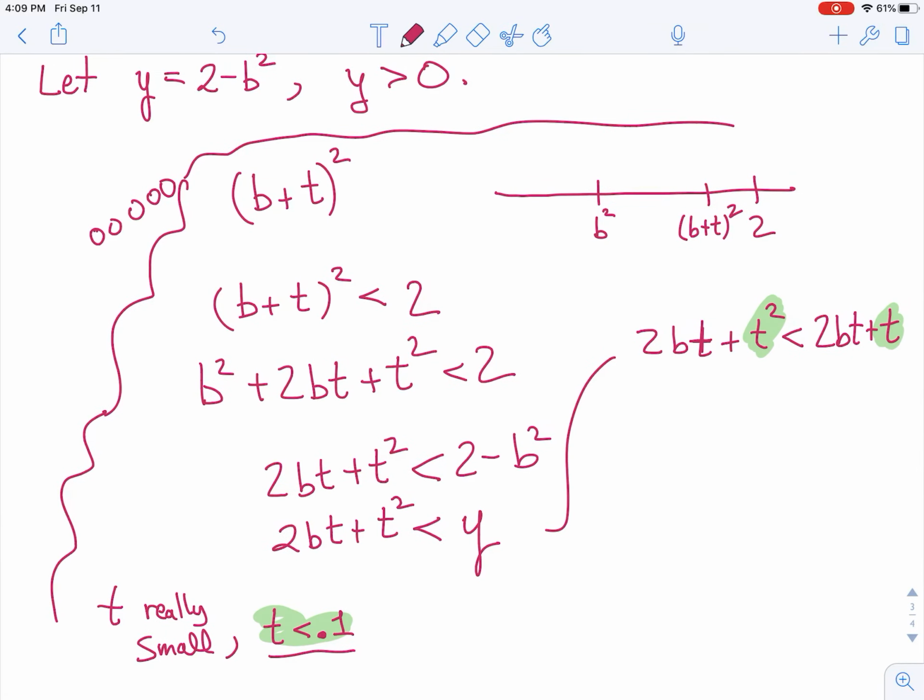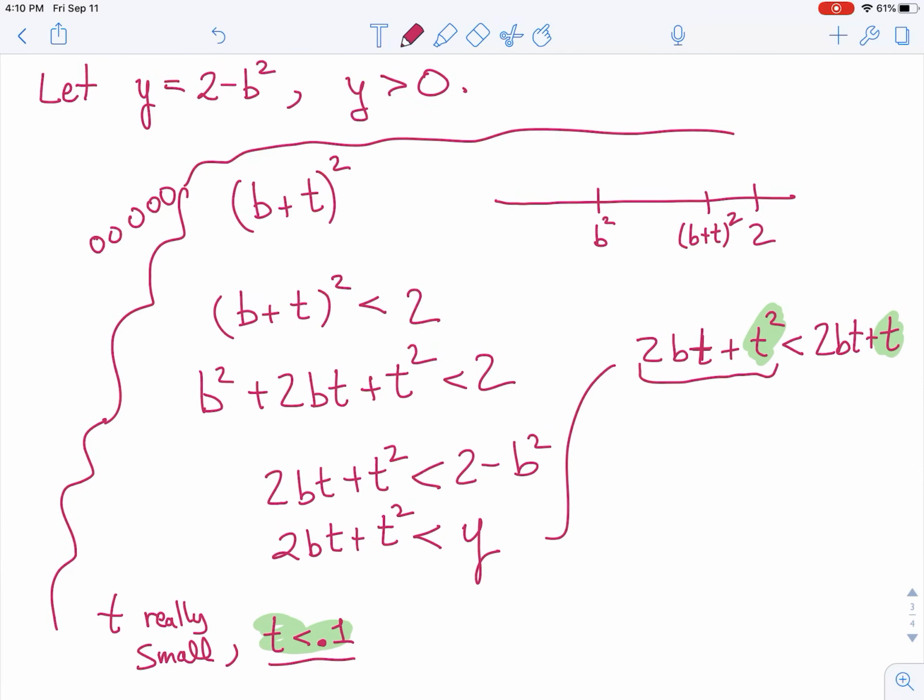Okay, so this is true, right? And so if I want to get this whole expression smaller than y, I can just make that smaller than y. Okay? And so let's write that expression. That's t times 2b plus 1.